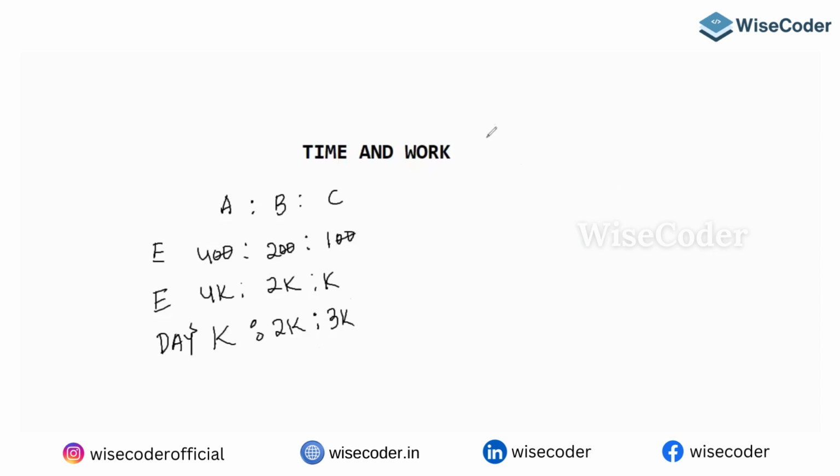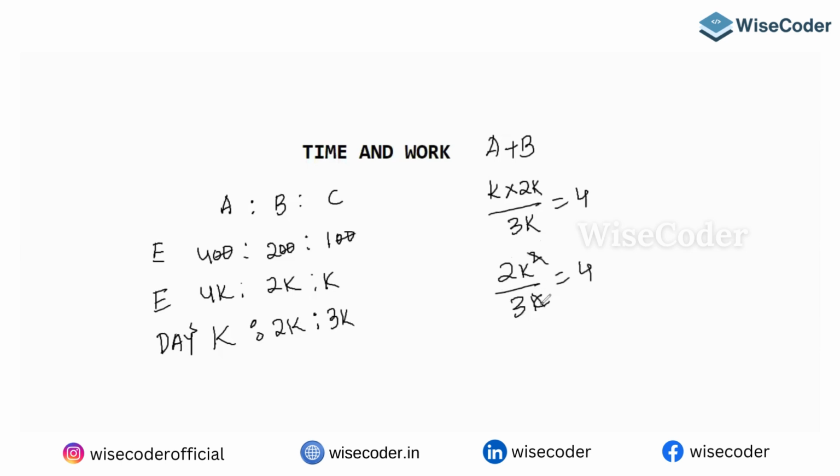If A and B are working together, they are taking 4 days. So if two persons are working together, you can say product of the days by sum of the days. So K into 2K by 3K is equal to 4. That's what he is saying. So 2K square by 3K is equal to 4.